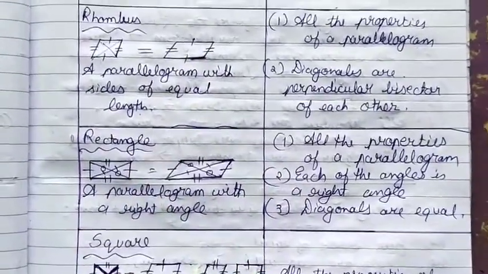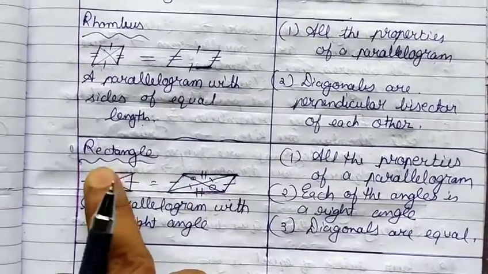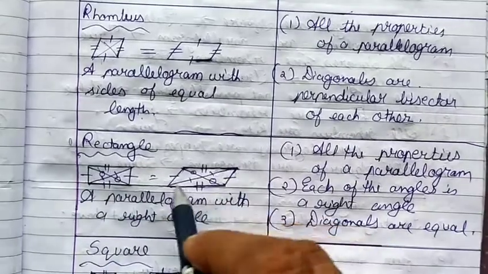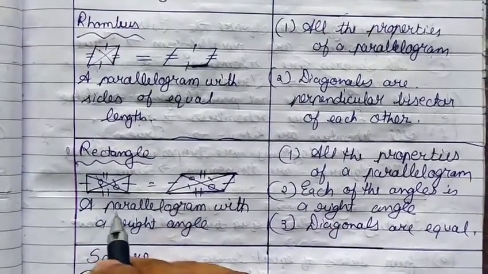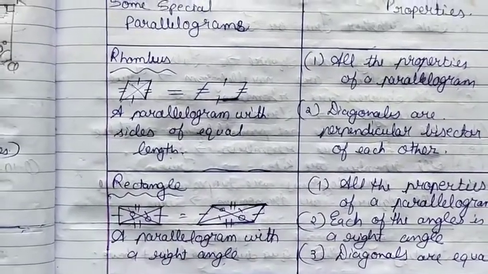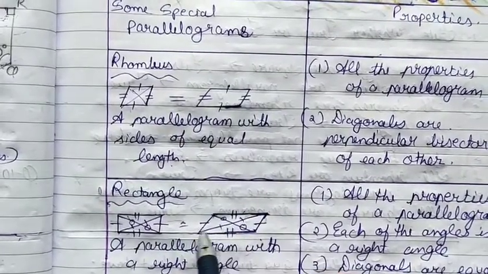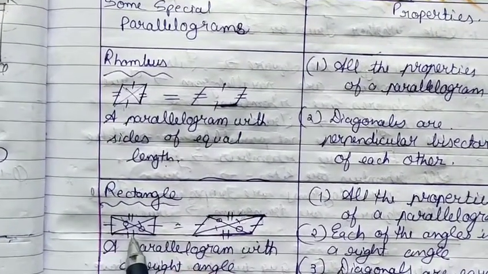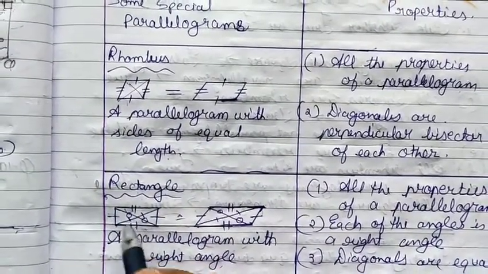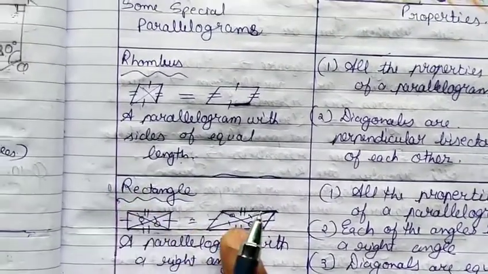Now rectangle, you have to remember the property of a rectangle and how it is a parallelogram. It is a parallelogram because in a rectangle the diagonals intersect each other, and in a parallelogram also the diagonals intersect each other. A parallelogram with a right angle: here in a rectangle, opposite sides are equal and opposite sides are parallel. Here also this is parallel, this is parallel. That way we can say the rectangle is a parallelogram.